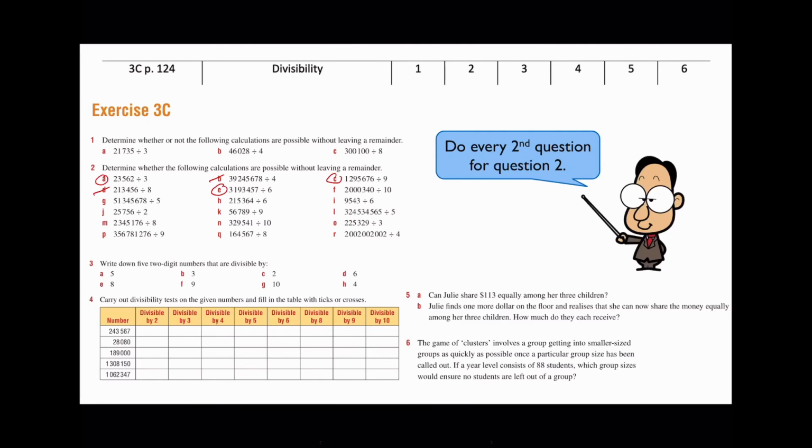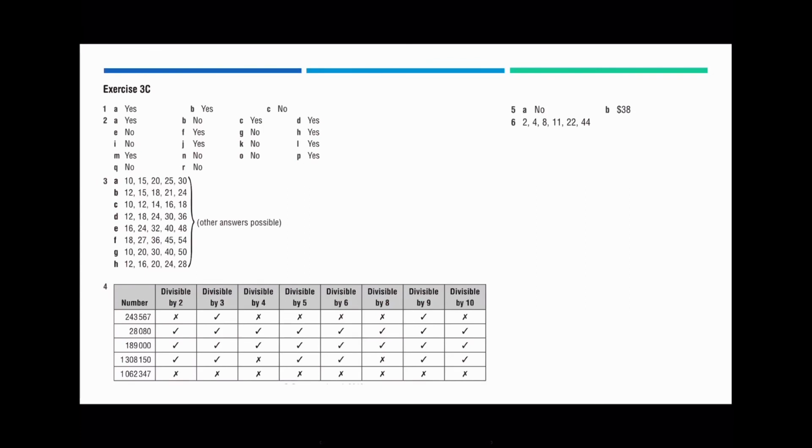Make sure you are writing down the actual questions. You don't need to write down the sentences, but make sure you are writing, for instance, 1A, 21,735 divided by 3, and then show me the actual working out as well afterwards. Once you've done that, these are the solutions that you should arrive at. So please grab a red pen now and check whether your answers are correct.